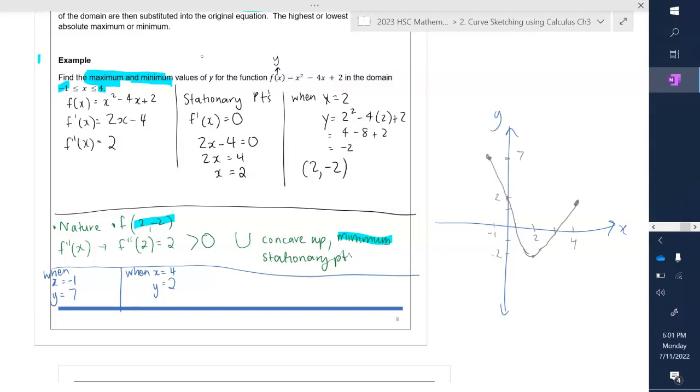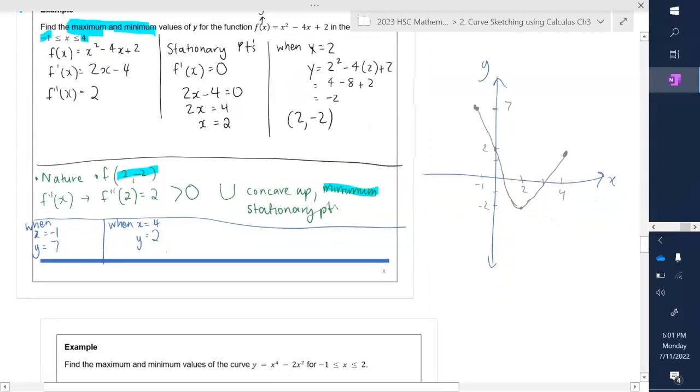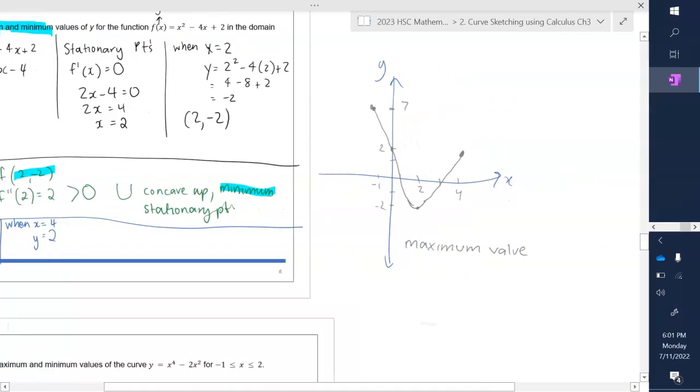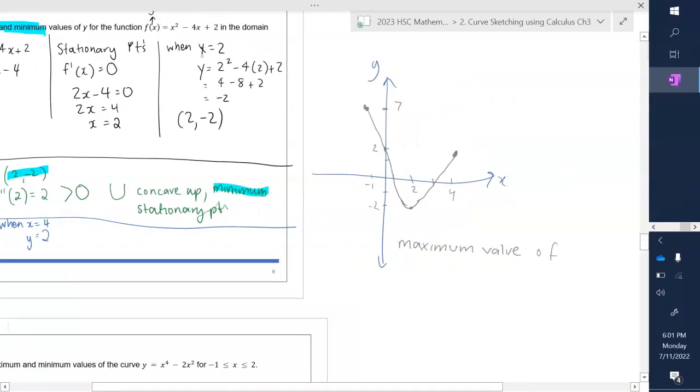Now, let's go back and have a look at what the question was actually asking us, because we haven't actually answered that question yet. The question was saying to find the maximum and minimum values of y for the function. So our maximum value is equal to 7. Our maximum value of y is 7 up here. We're only looking for the function value. So y is f of x. So that's the y value we want.